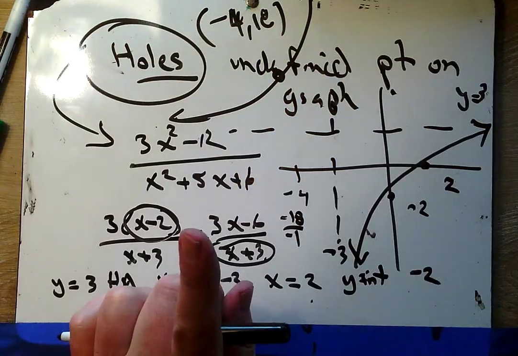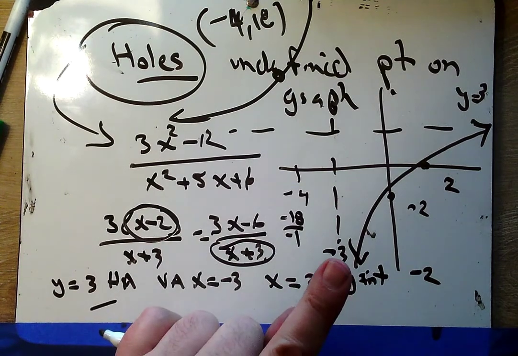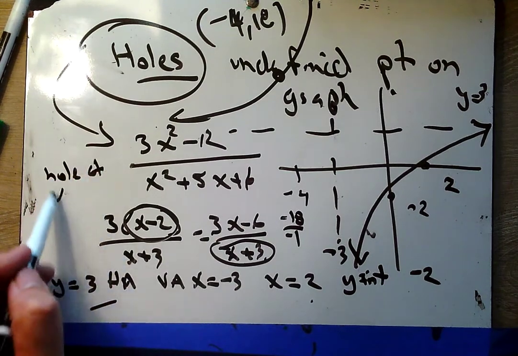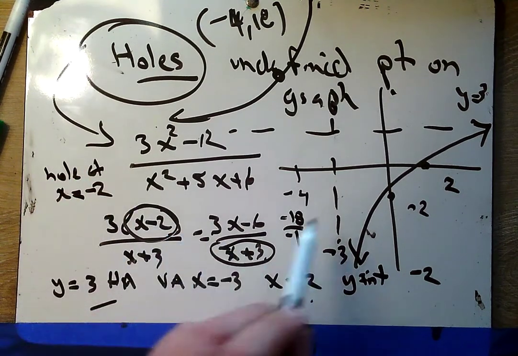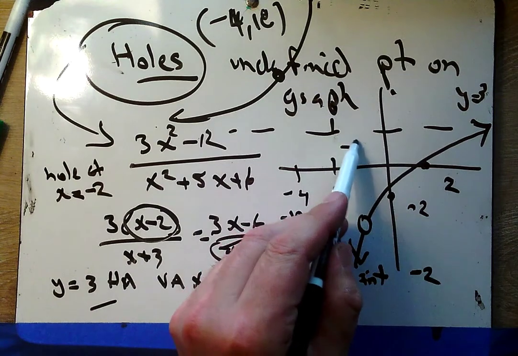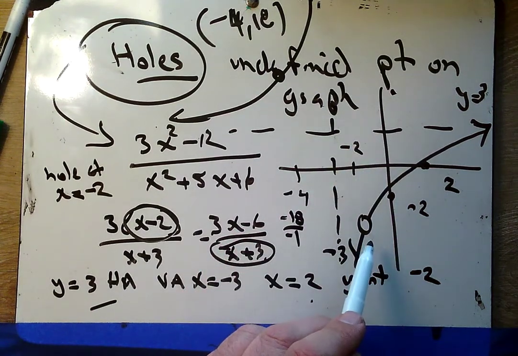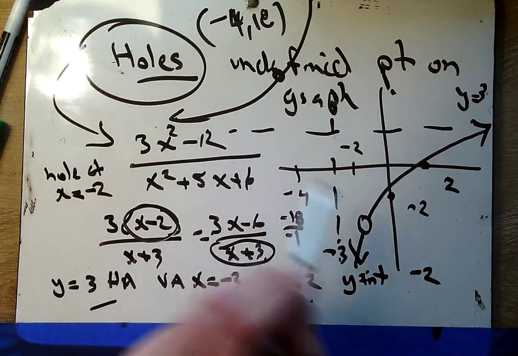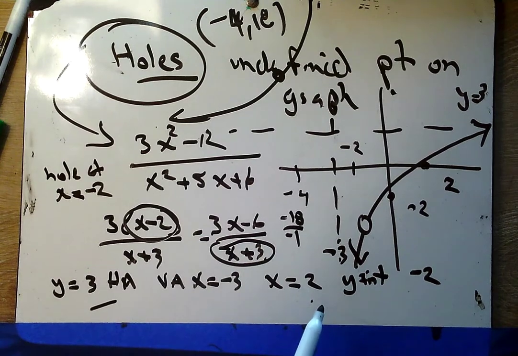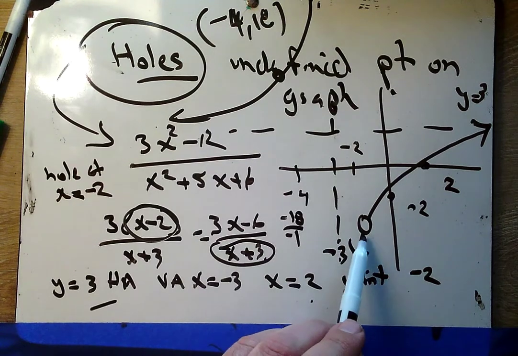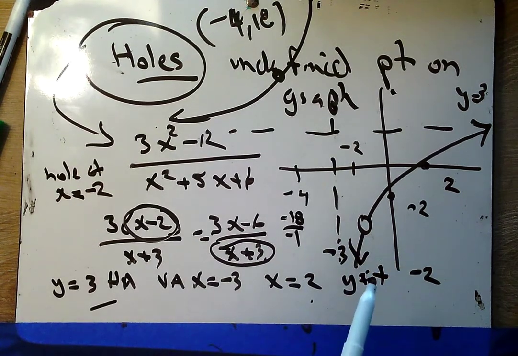Now, are we done? No. Remember, we said that there was a hole at x equals negative 2. Negative 2 is between 0 and negative 3. Hole in the graph. Not a vertical asymptote, a hole. How do we get that hole? A factor on top canceled with a factor on the bottom. I want to be an x-intercept. No. I want to be a vertical asymptote. No. Neither of you get what you want. Instead, you're going to be a hole. That's where holes come from.